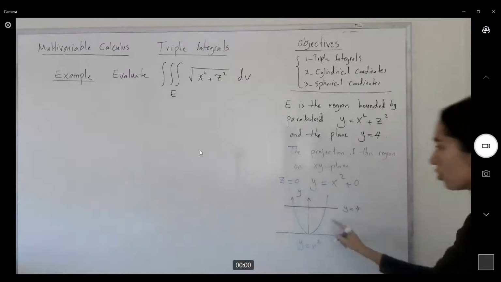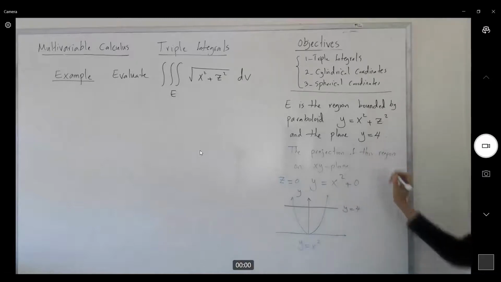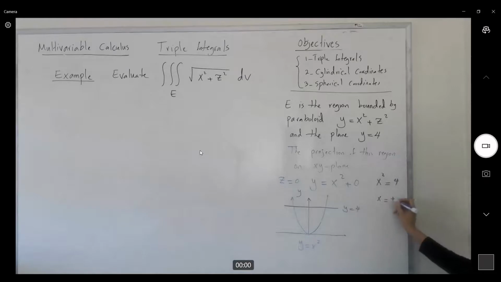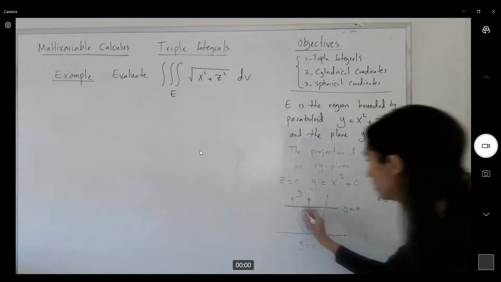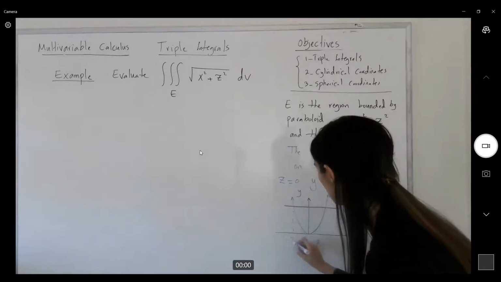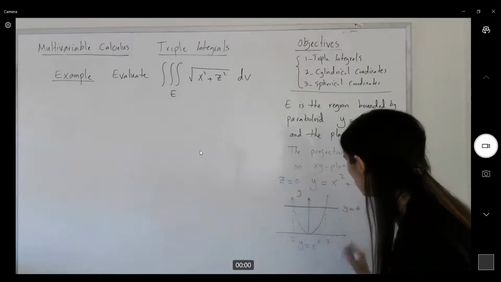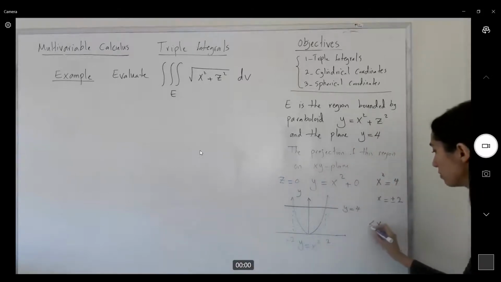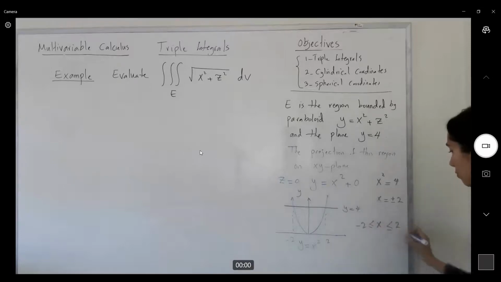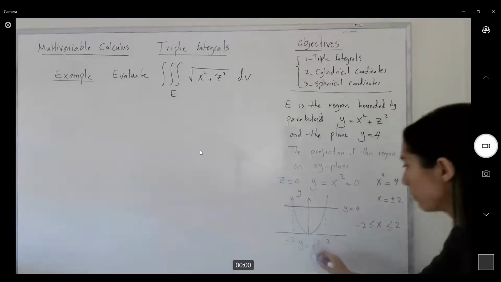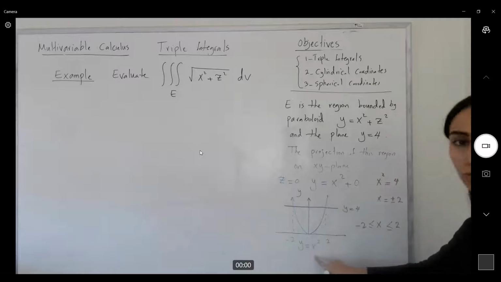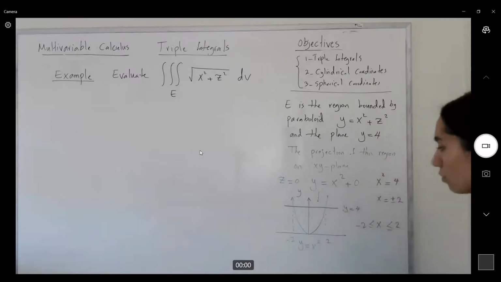So what are the intersections between x squared and y equals 4? X squared is 4, so x is plus or minus 2. So negative 2 to 2. Your x is bounded between minus 2 and 2, and your y is bounded between y equals x squared and on top y equals 4.